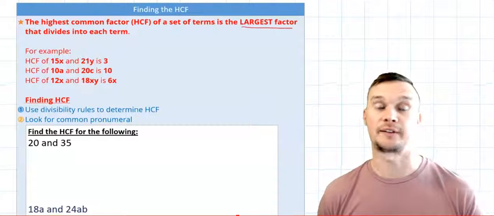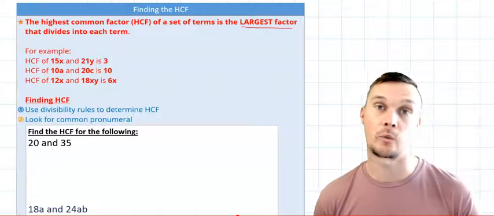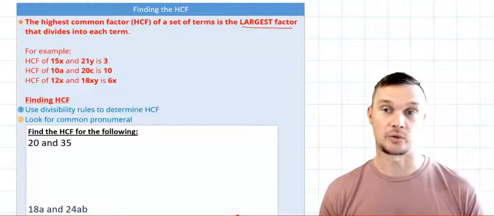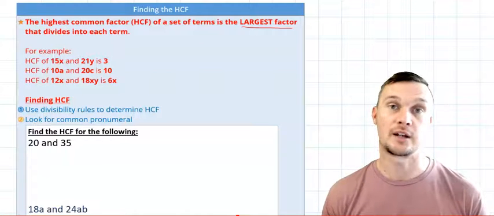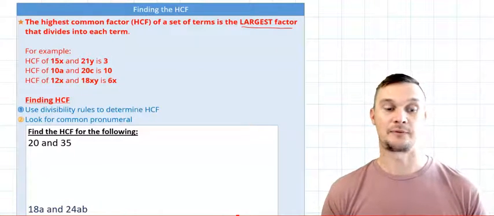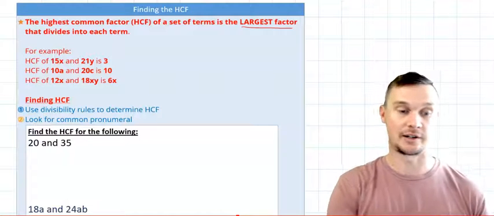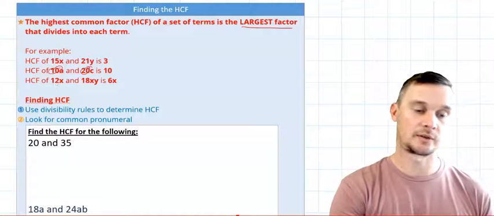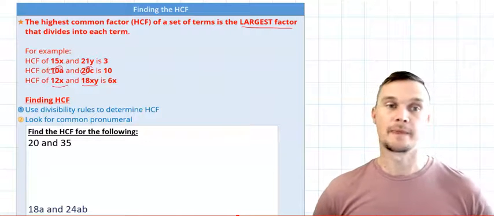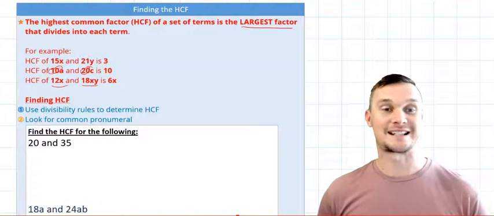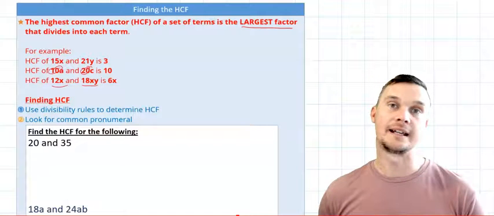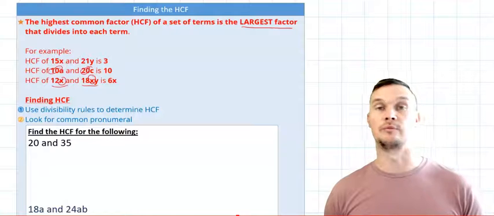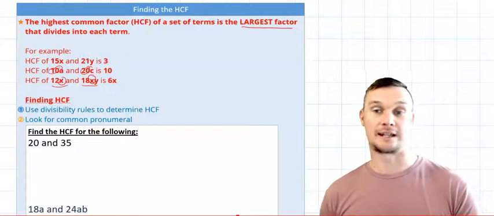So the highest common factor of 15x and 21y, I can tell, is 3. Okay, so I know that 3 is the highest possible common factor between 15 and 21. Now for the HCF of 10a and 20c, I know that the highest common factor will obviously be 10. And this one here was a good example that we might be able to use. The highest common factor between 12x and 18xy is 6x. Now I can see that I've got an x in there because the x applies to both terms. So it's 6x as well.